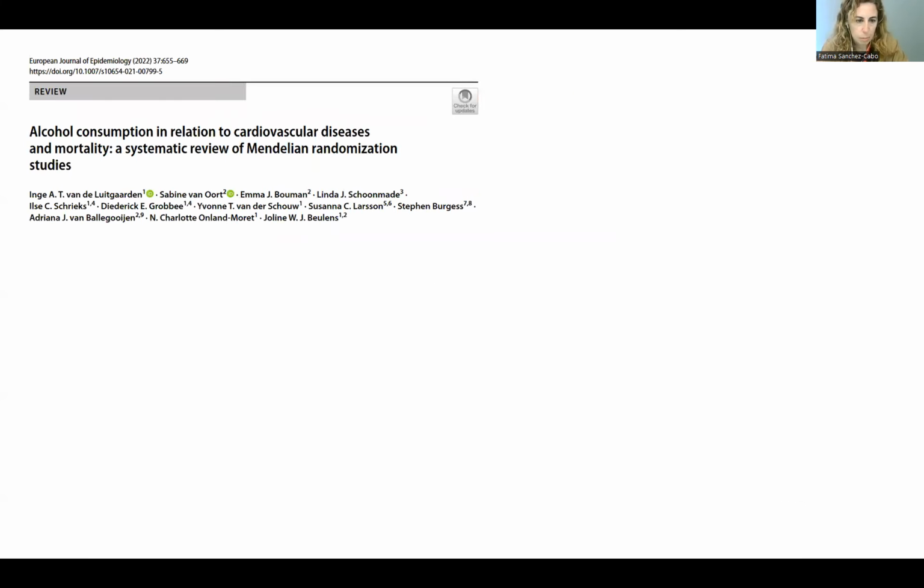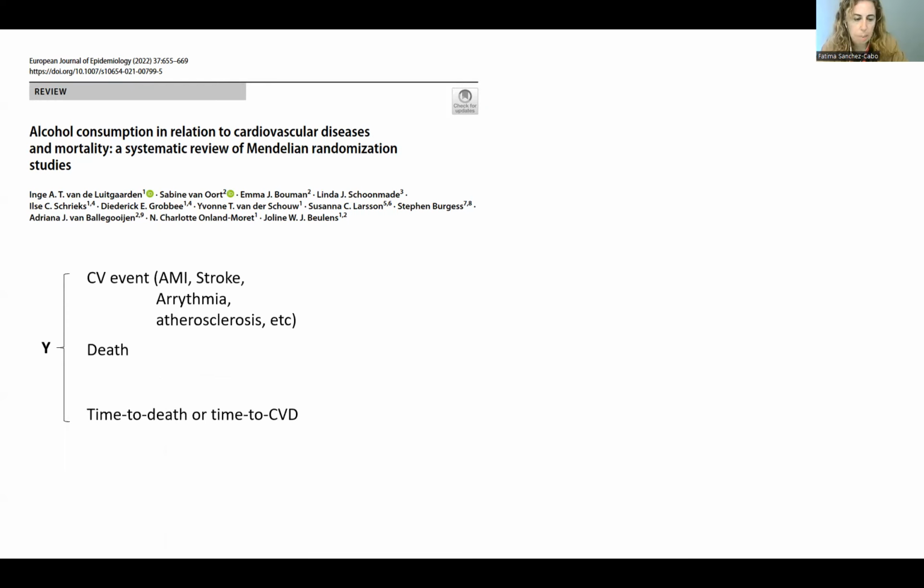So this is an example in which they try to prove the effect of alcohol consumption on cardiovascular disease and mortality using Mendelian randomization. So without entering yet in what Mendelian randomization is, I'm going to try to put this in the context of the potential outcomes framework. We have an outcome that can be of different types and different distributions.